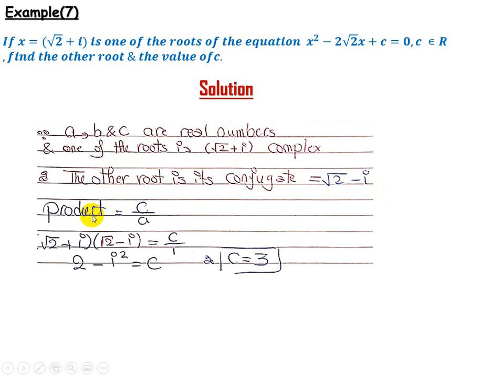And the product of the roots equals c over a, which means c over 1 equals root 2 plus i times its conjugate root 2 minus i. Root 2 times root 2 equals 2, minus i times i is i squared, and i squared, as you know, equals negative 1. So c will be 3.